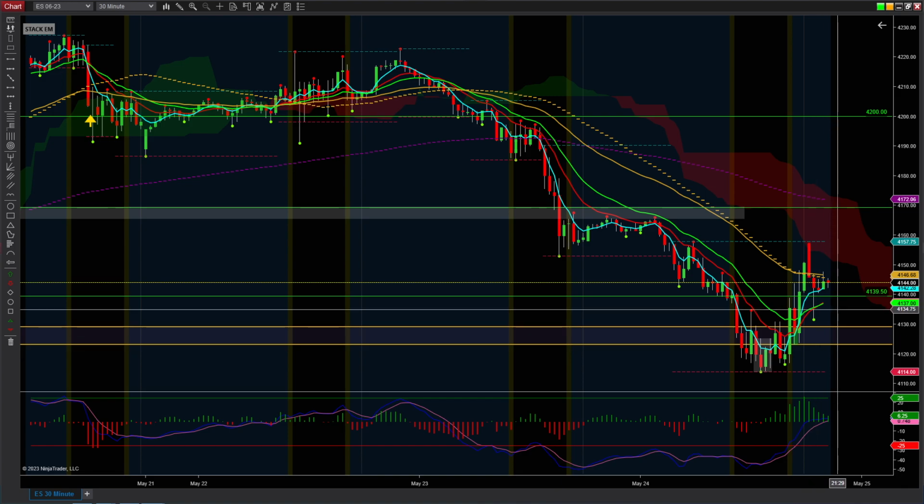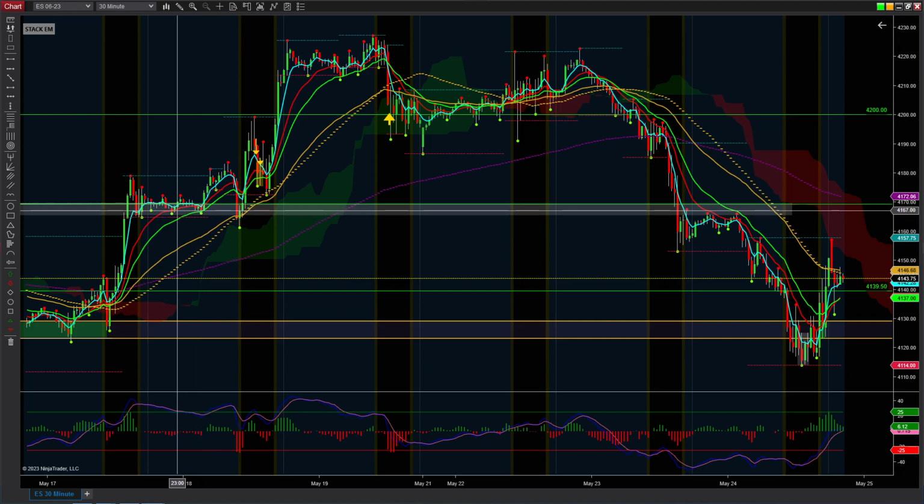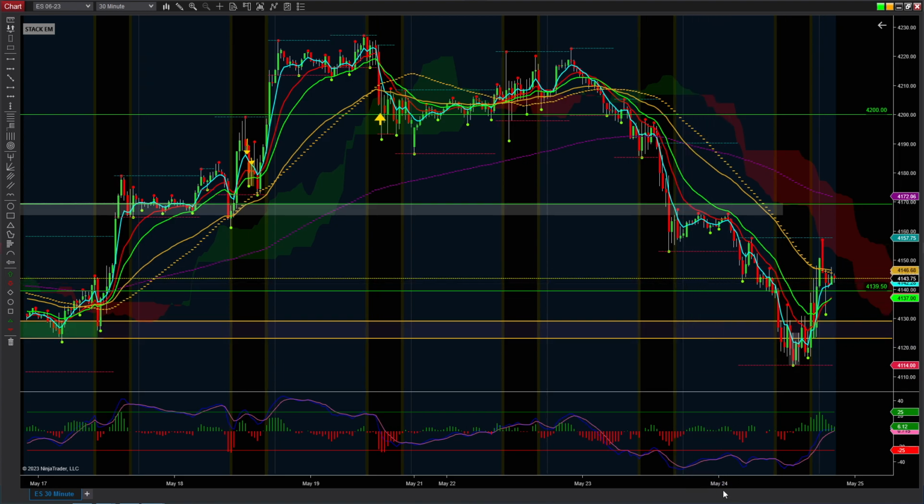Okay, there are two important areas. One is this 4140, and then this area here, which is 4170. I marked it here because of this area right there, which is congestion as well. So that one should work as a resistance. It went through all the way here, but if you see, when it went through, it started to bounce in this area again, and then finally moved to the downside. So that is the 30 minutes chart, and that would be my analysis of it.